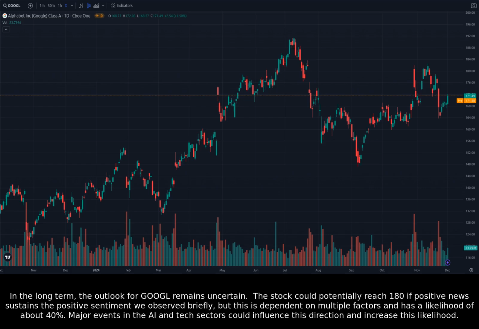In the long term, the outlook for Google remains uncertain. The stock could potentially reach 180 if positive news sustains the positive sentiment we observed briefly, but this is dependent on multiple factors and has a likelihood of about 40%. Major events in the AI and tech sectors could influence this direction and increase this likelihood.